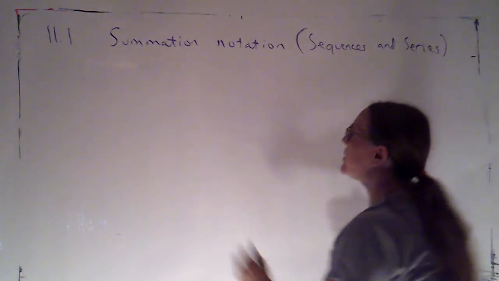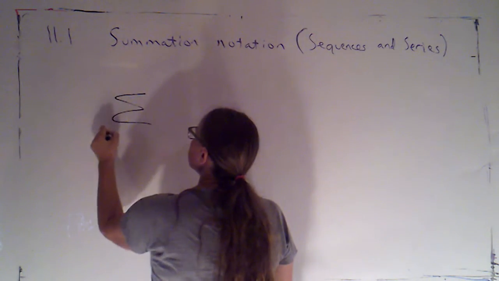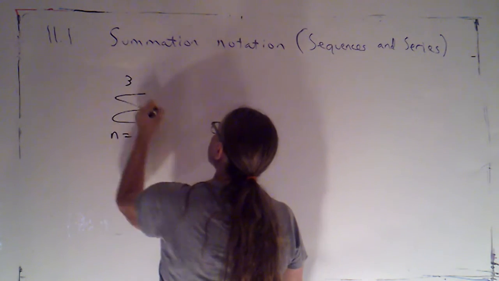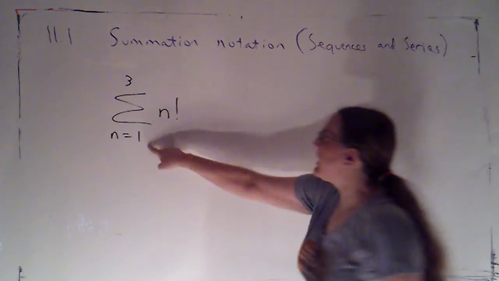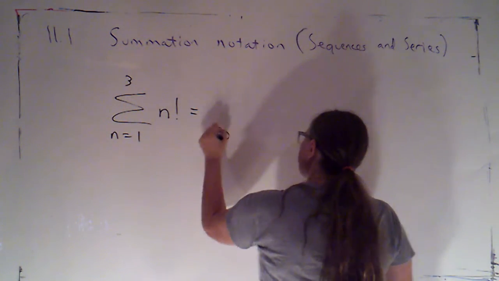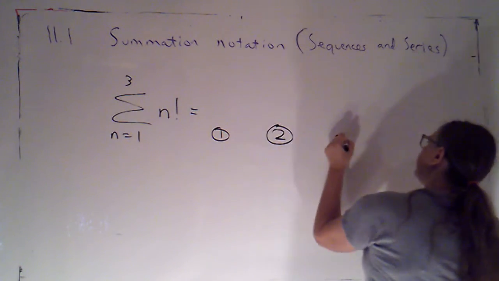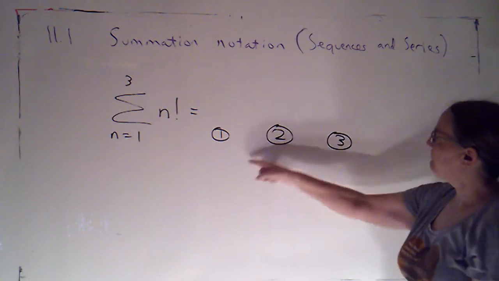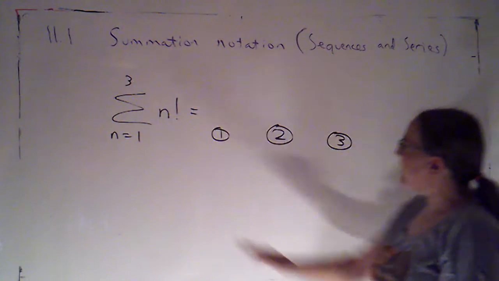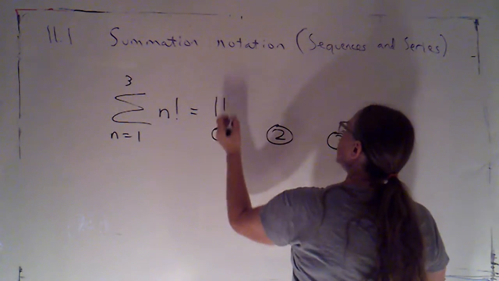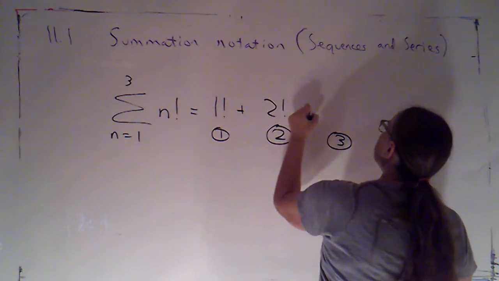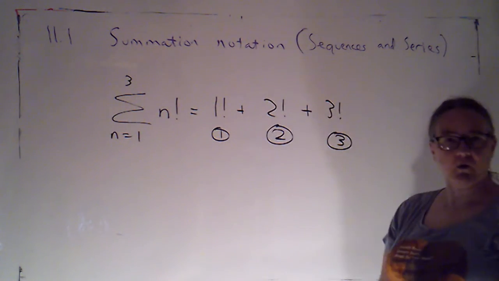So let's just do a quick sum. Let's say I wanted to do the sum as n goes from 1 to 3 of n factorial. So my initial index is 1, and then we're just going to keep going until we hit our final index of 3. Okay. So this will be 1 factorial plus 2 factorial plus 3 factorial.